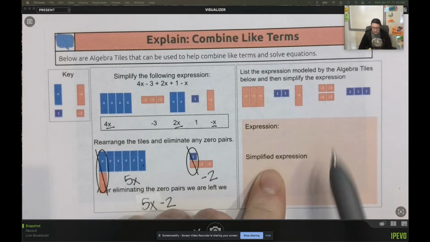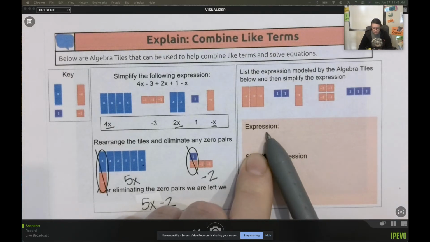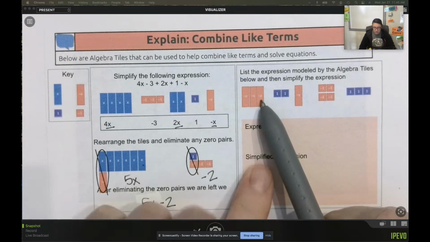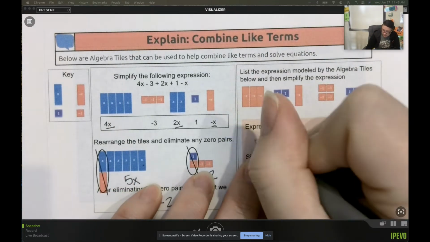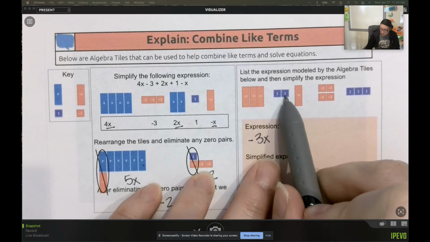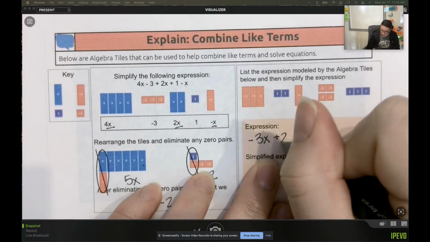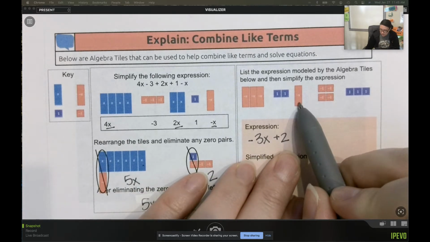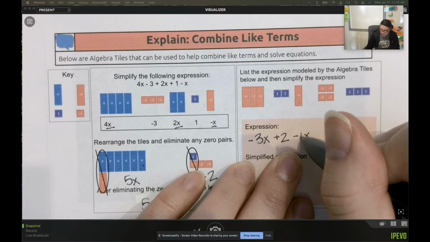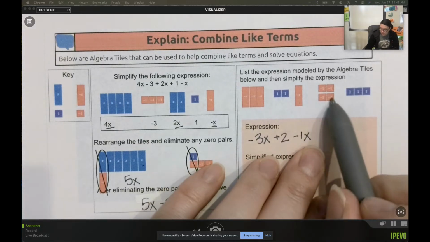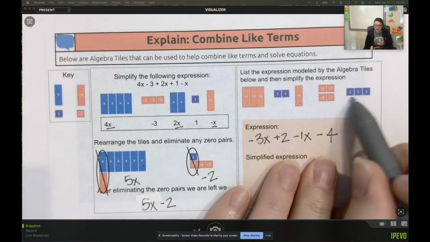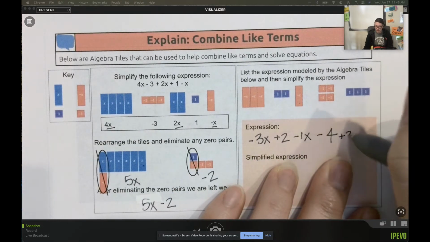Let's do the same type of thing over here. For our expression, first we see we have 1, 2, 3 negative x's. So that would be negative 3x. Then 2 positives. So that's plus 2. 1 negative x. So it's just going to be negative x. Remember, there's that imaginary 1. 4 negatives. So minus 4. And then 3 positives. So plus 3.